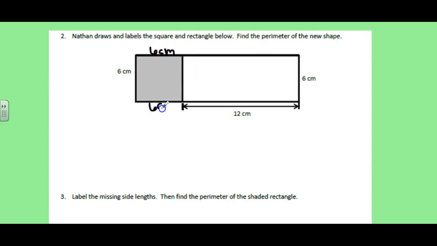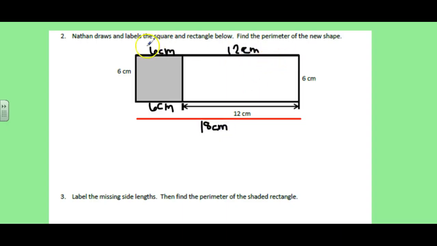So this is 6 centimeters as well. If this is 12 centimeters, that means that this is also 12 centimeters. So what we can do here is we can say 12 plus 6 to make this one big side length. So from there to there, I know that 12 plus 6 gives me 18. So we're going to say that this big old long side length is 18 centimeters.